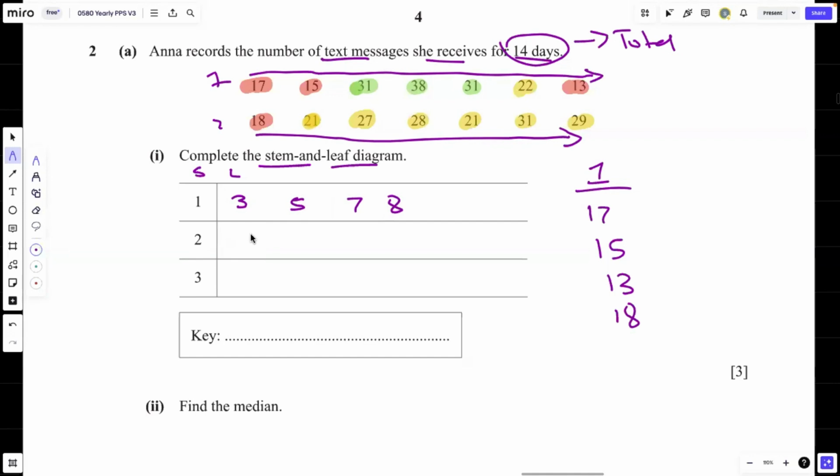For the second line, it's going to be 1, 1 again. Go in the correct order. Make sure you do not mess up the order. That's going to be 22. And then what value do we have? 27, 28, and 29. That's 6 values. Do we have 6 values?